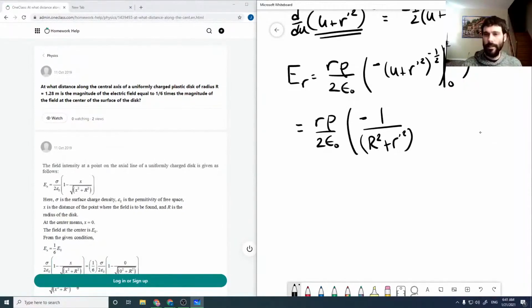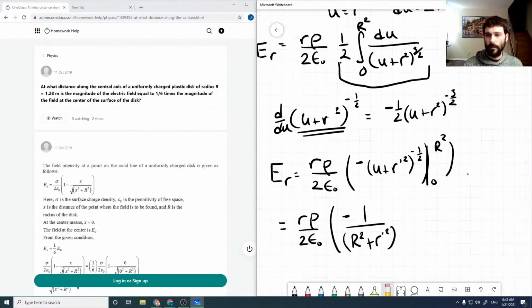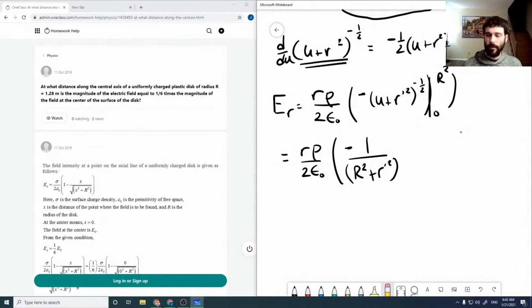Oh, oops. At what point did that become R prime squared? My apologies. So right there, I guess? Yeah. It's just right there. Anyway. So I'm just going to erase these primes, so that should just be R squared.